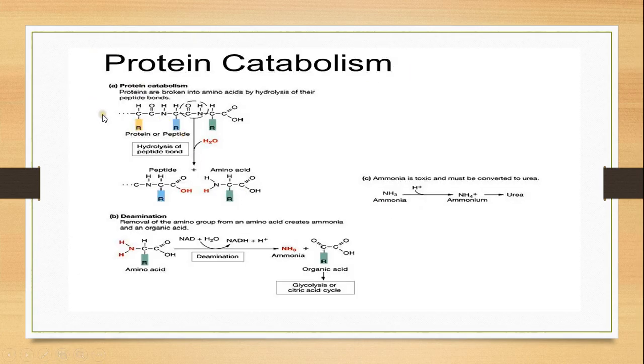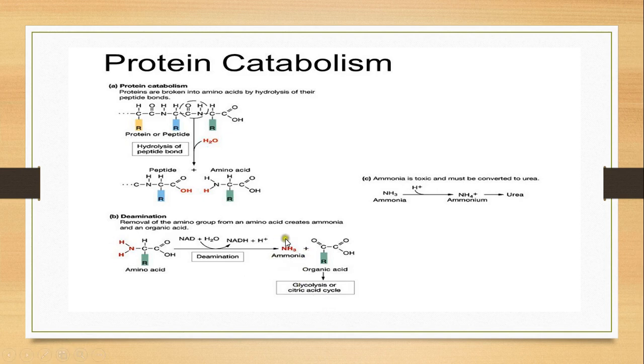In this, a protein or peptide molecule, after hydrolysis, meaning the addition of a water molecule, is converted into peptide molecules and amino acids. These amino acids undergo deamination. It means the amino group will be removed, resulting in reduced NAD. This is the energy resource, and this is split into ammonia plus the organic acid. These organic acids are two carbon organic compounds which undergo glycolysis or the citric acid or Krebs cycle.